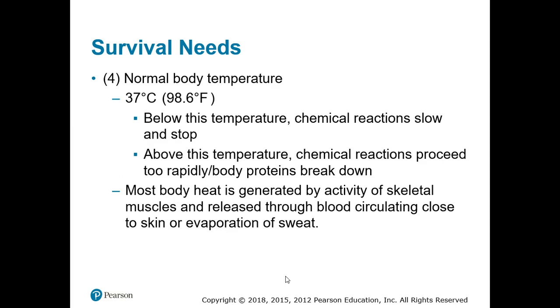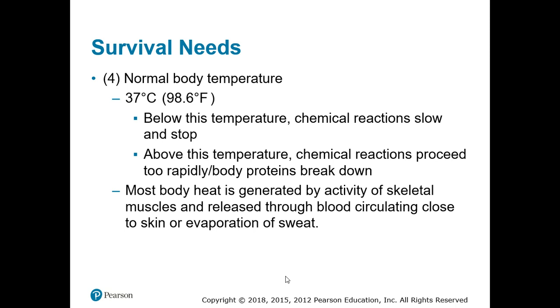The fourth survival need is having normal body temperature. Normal body temperature, according to this textbook, is about 37 degrees Celsius, which is 98.6 degrees Fahrenheit. That seems a little high to me. I usually go around 96, but as long as it's within that limit, you are fine. Some people run hotter and some people run colder.